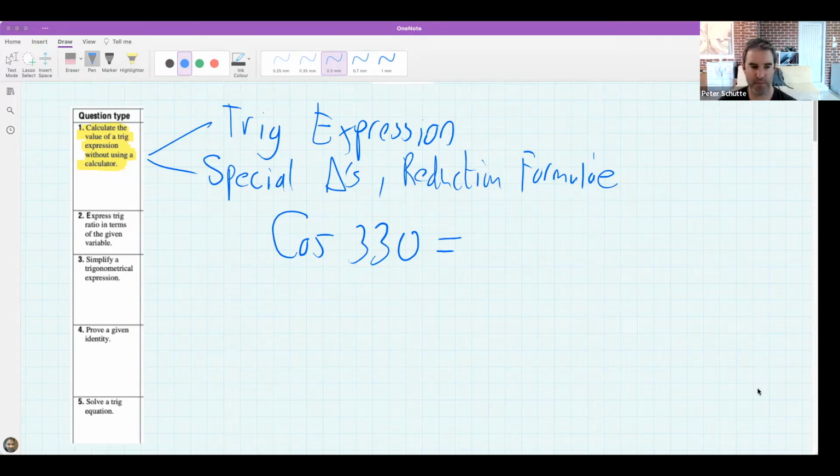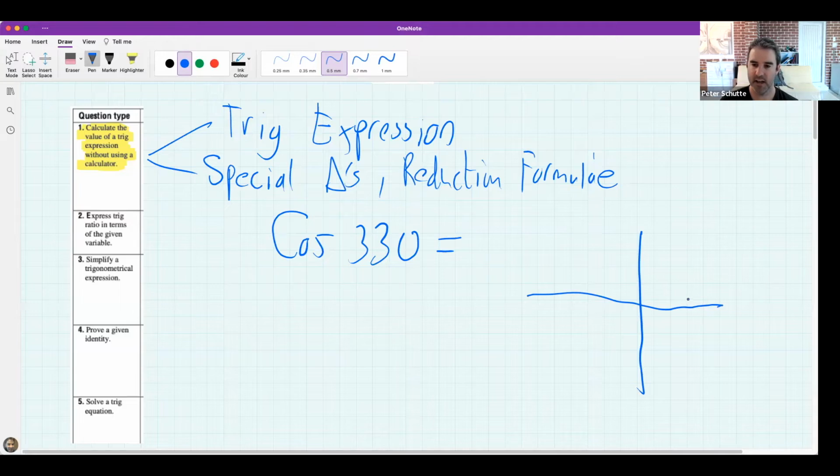Be brave, people. You can do it. I believe in you. Or would you like me to give you a little refresher on what's called the CAST diagram? Whenever I think of reducing an angle greater than 90, I think of the CAST diagram. And I visualize 330 by thinking of 90, 180, 270, 330. Like that.